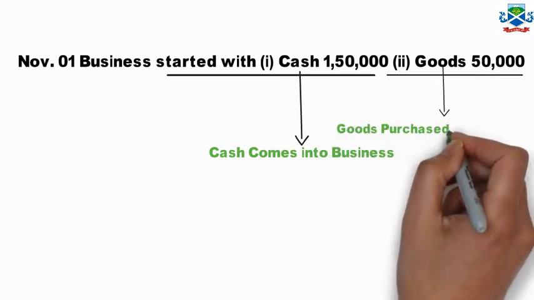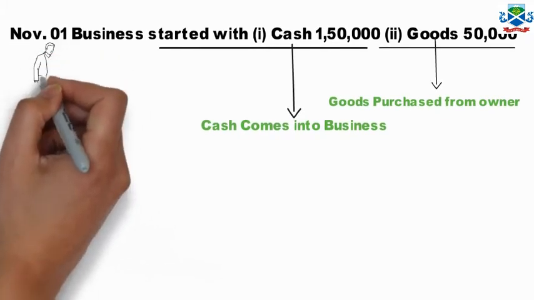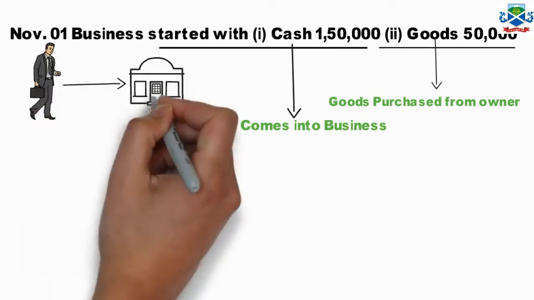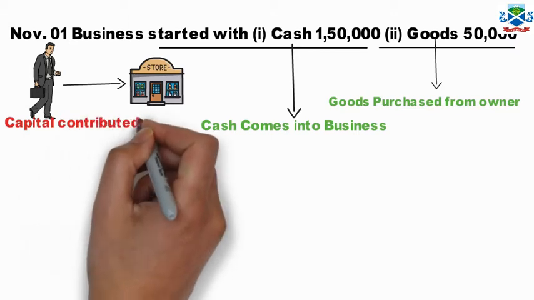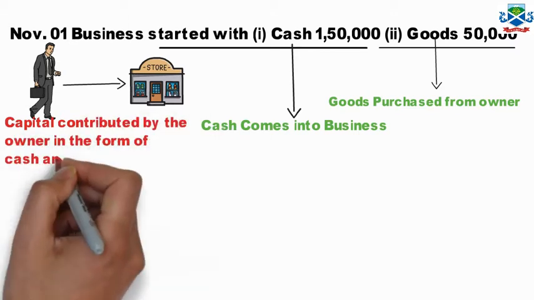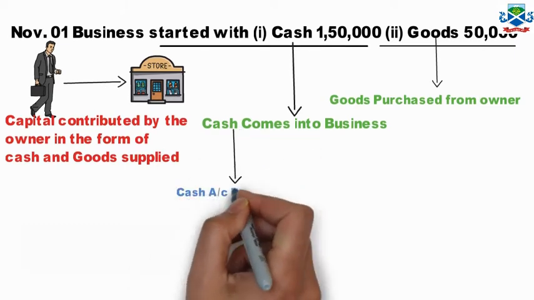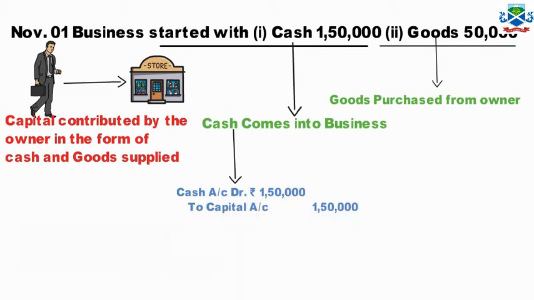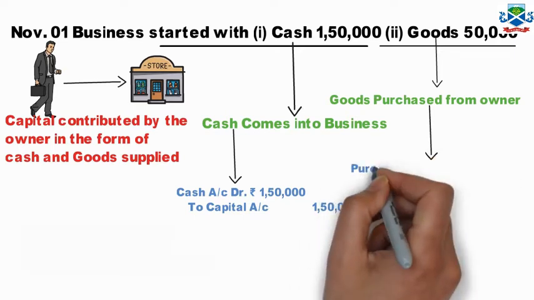So cash coming into the business, and at the same time goods supplied by the owner. That means we are purchasing from the owner 50,000. So the owner has now contributed cash 1,50,000 and 50,000 goods to the business. The cash comes in as per real account, so cash account debit to capital, contributed by the owner. Business started, so cash account debit to capital.